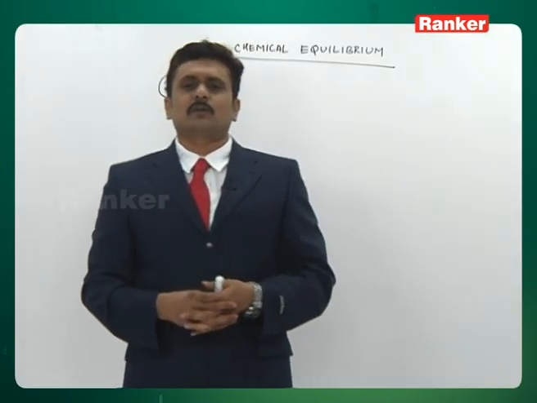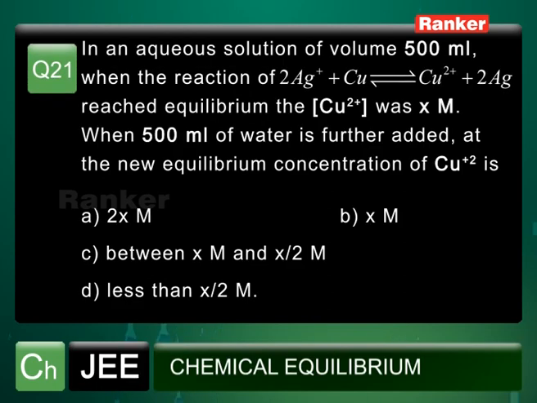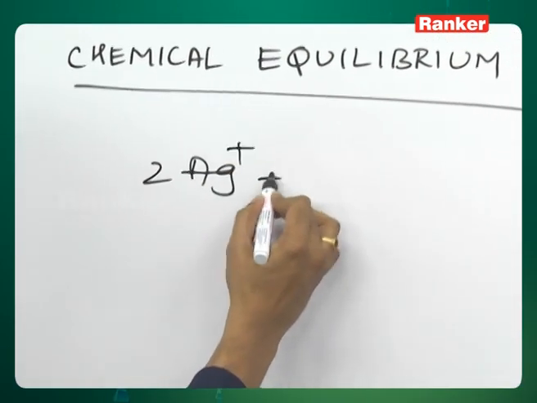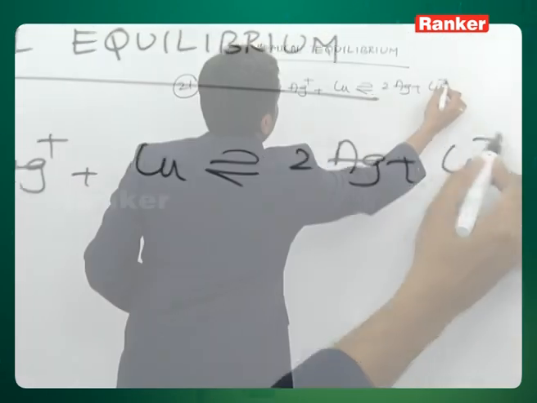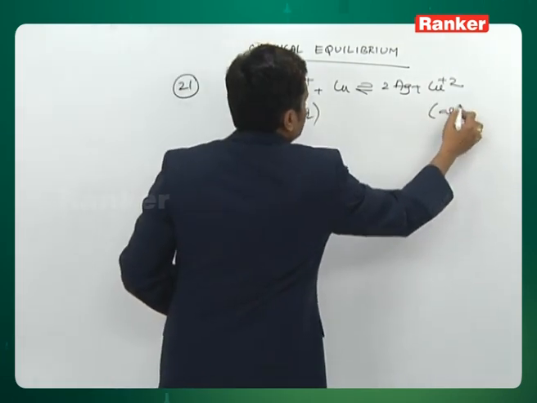Now we have an aqueous solution whose volume is 500 ml, and an ionic reaction is taking place where the silver ions are replaced by the copper. It has reached equilibrium with the concentration of Cu2+ being x molar. Now when we have added more water at equilibrium, the question asks what exactly is the situation. Now I am writing the concerned equilibrium reaction here, where the active components of this equilibrium are only Ag+ and Cu2+.